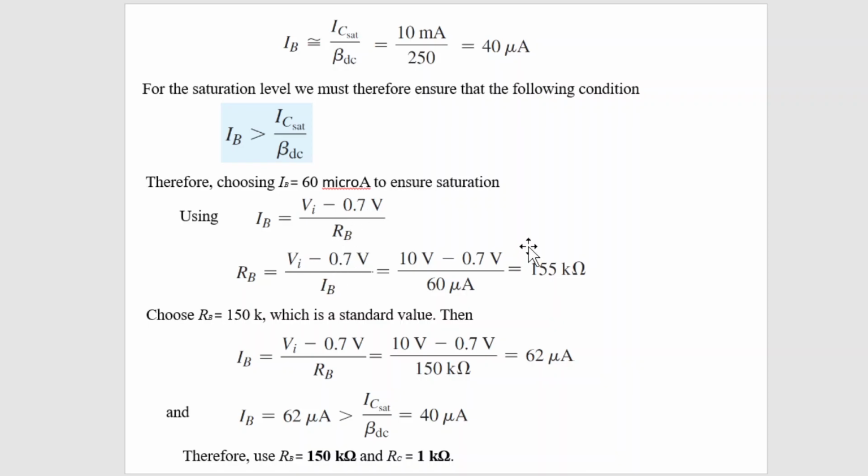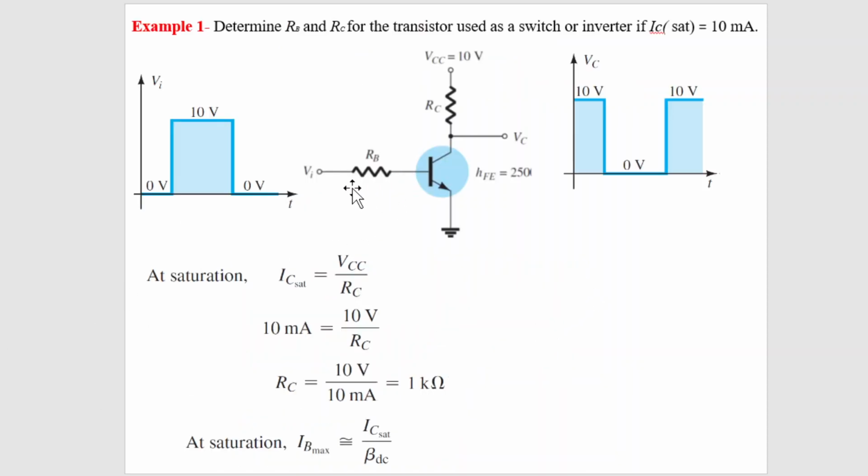And let us choose another value of base current. We have to again cross check. We have ensured here that 60 microampere current is greater than 40 microampere. So one possible value of base resistance is 155 kilo ohm. That is one possible value. Let us try to explore another possibility, that is basically a standard value of base resistance.